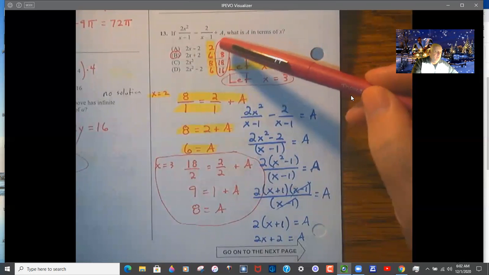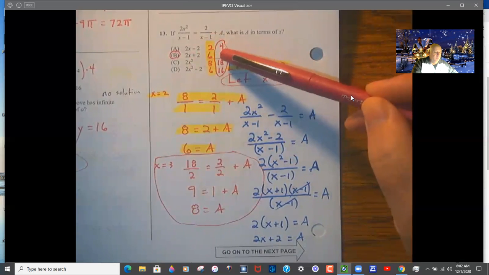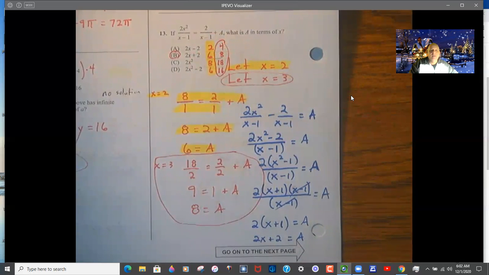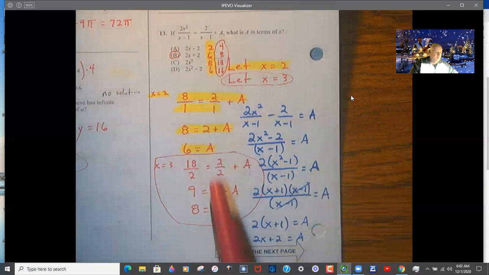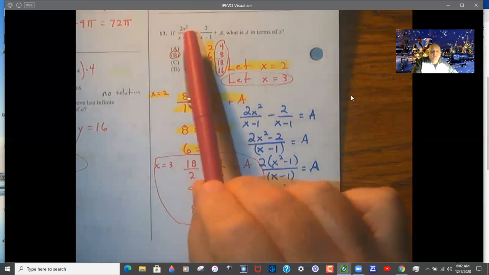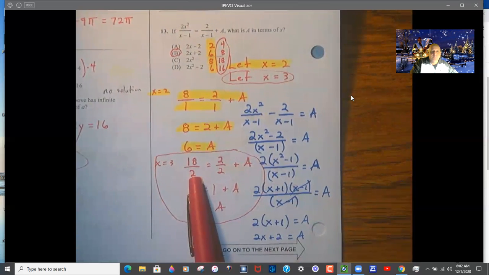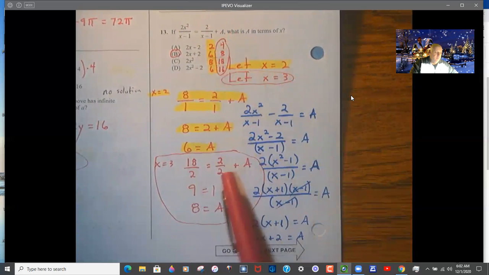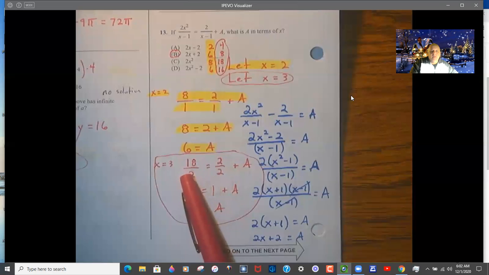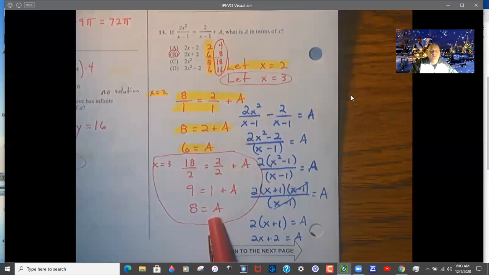So start with 3, and you go through this and you figure out what all your answer choices are. Those would be 4, 8, 18, and 16. And then go to the top, run 3 through, and whatever A is, it's got to match one of these. So putting 3 in, you get 2 times 3 squared, which would be 9. 2 times 9 is 18, over 3 minus 1 is 2 on the left. And then 2 over 3 minus 1 is 2. So 9 equals 1 plus A. So A must be 8.